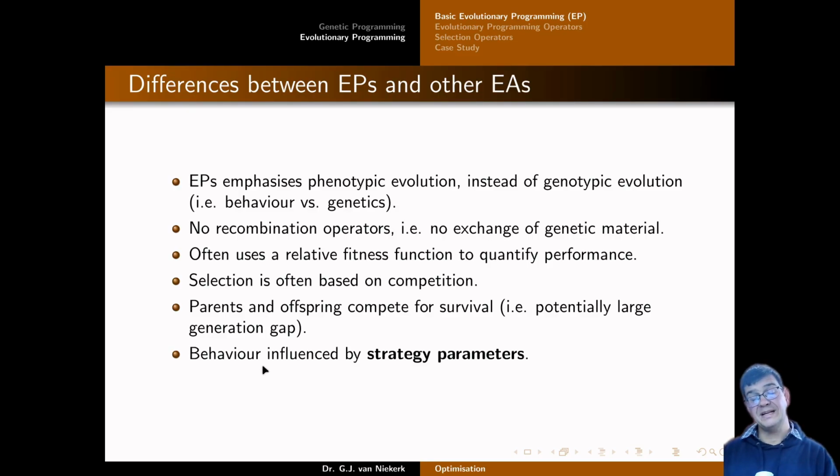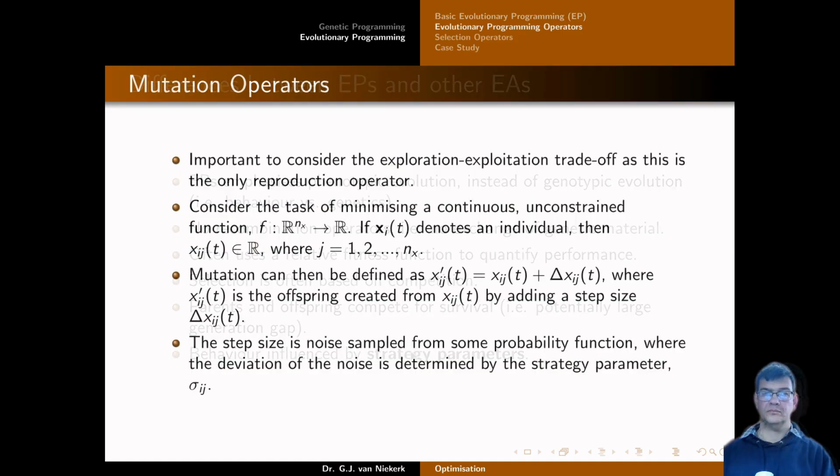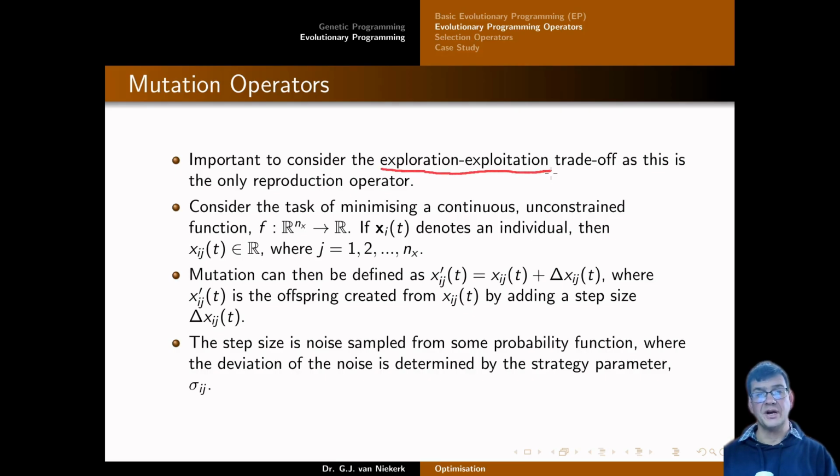And then, very importantly, the behavior of your evolutionary programming, the way it evolves, is heavily influenced by the strategy parameters. The strategy parameters are a very important component of evolutionary programming, and that is what we're going to have a look at next. Now, when it comes to the mutation operator in evolutionary programming, it's very important to consider the exploration-exploitation trade-off.